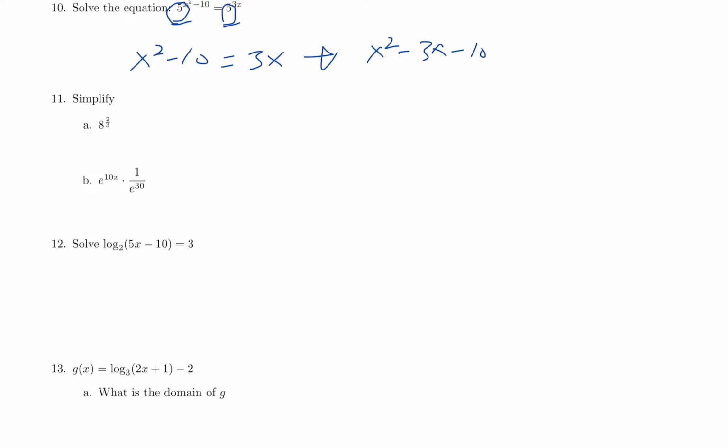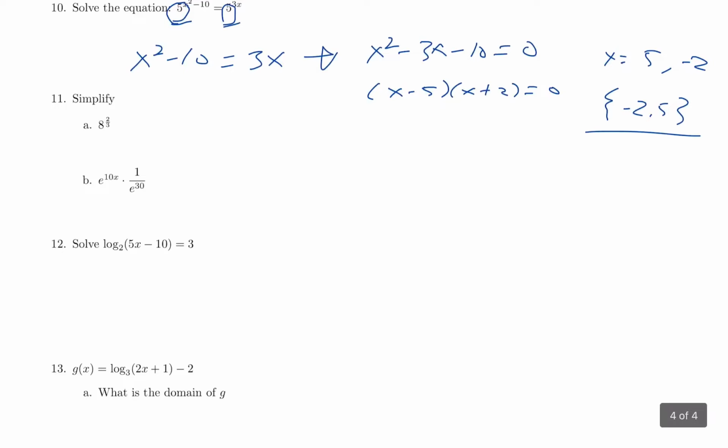Subtract 3x from both sides. Then x minus 5 times x plus 2 equals 0. x is 5 and negative 2. So the solution set is negative 2 and 5. There's one extra step of comparing the exponents. Otherwise, this is just solving a regular equation, in this case quadratic.